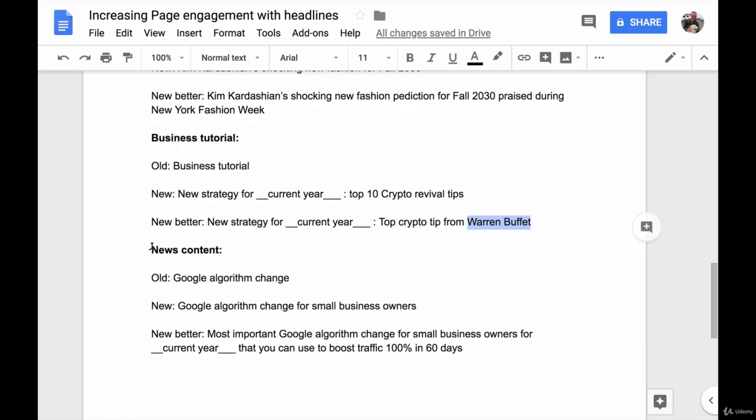Now, what about news content? News doesn't have to be like the news that we would see on TV, on CNN. This can be industry news. So for example, industry in the SEO world. Google algorithm change. Well, they have so many algorithm changes, it's boring these days. But what about making it more fun? Google algorithm change for small business owners. This is the same as saying the word you, because most likely, most people reading this are small business owners. So for them, it's like, oh, it's for me. This is interesting. How can I learn from this?